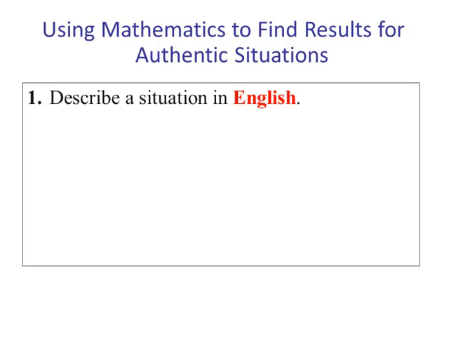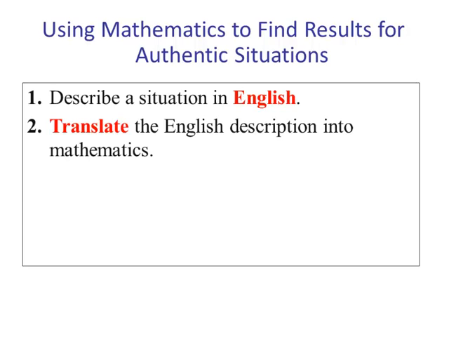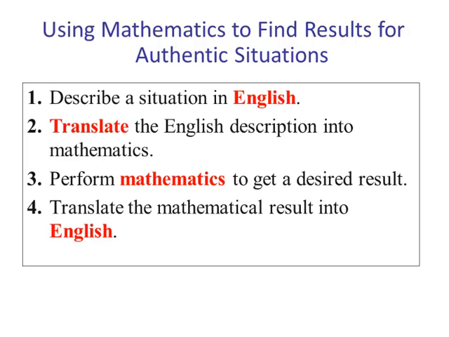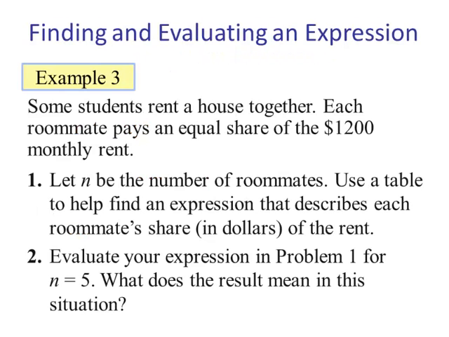So here are the 4 steps for using math to find results for an authentic situation. First thing we want to do is describe the situation in English. The second, we want to translate the English description into mathematics. Number 3, we perform mathematics to get a desired result. And number 4, we translate this mathematical result into English. Let's look at an example.